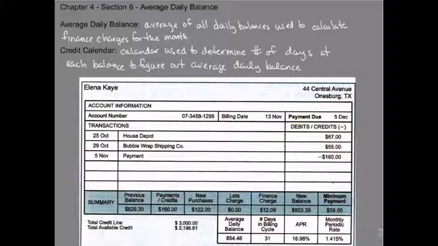Well, of course, at the actual credit card company, they have computer programs that do all this for them. But we don't have those computer programs. So we use a credit calendar, and the calendar is used to determine the number of days at each balance, and that's used to figure out the average daily balance.